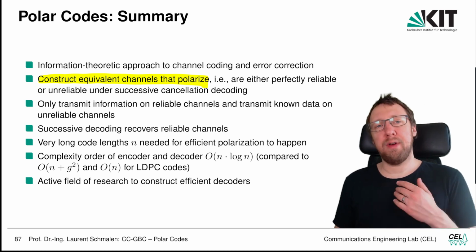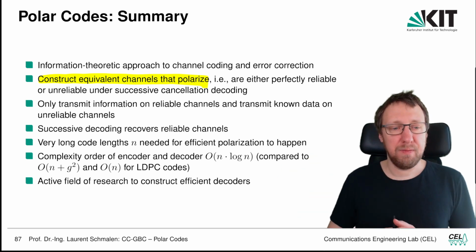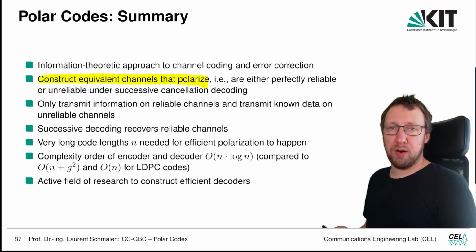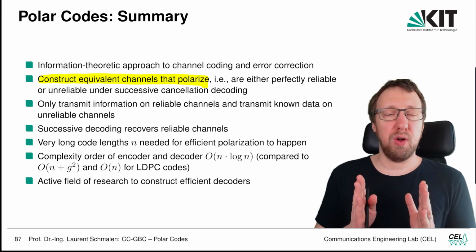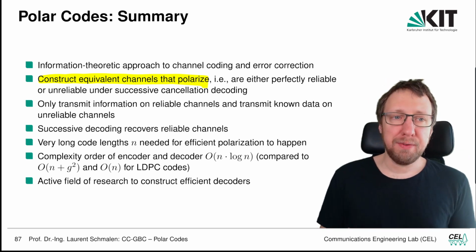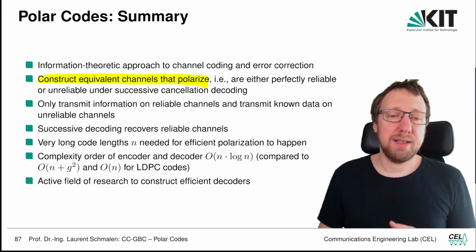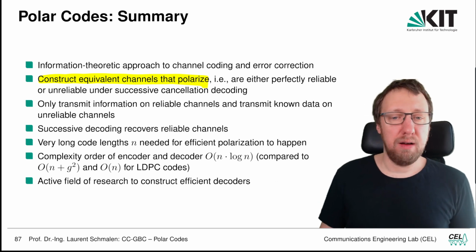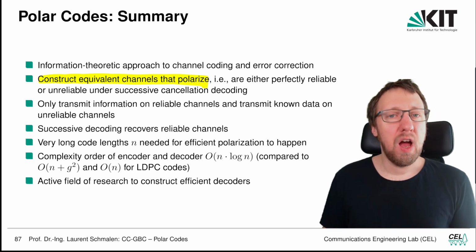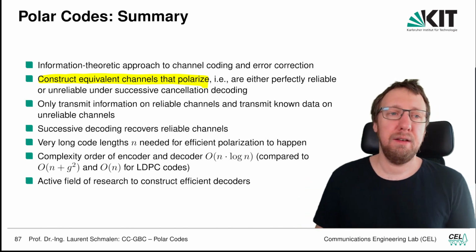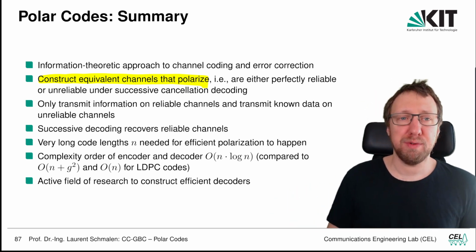We need very, very long code lengths n for efficient polarization. So the length of the code must be very large. Interestingly, with different types of decoders, the so-called successive cancellation list decoder, polar codes are also very, very good for short block lengths. But with the successive cancellation out-of-the-box decoder, you need very long block lengths. The complexities are in the order of n log n. This is a little bit disadvantageous compared to LDPC codes, where you have O of n. However, you need to do multiple iterations, and as a ballpark number, the number of iterations is log n, then they are more or less in the same ballpark in terms of complexity.